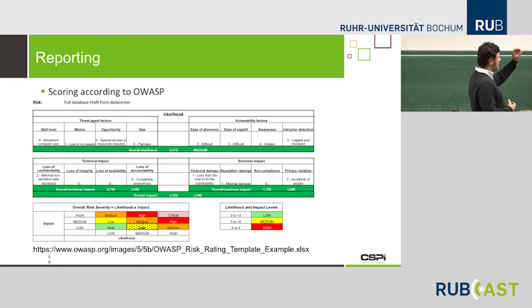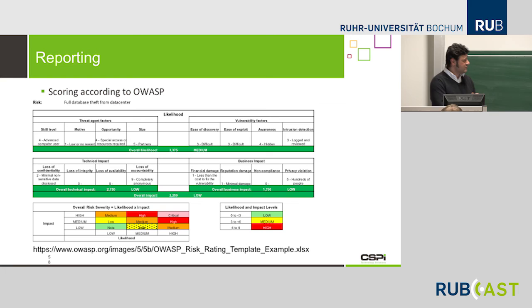So it means once you have identified the threat vectors and the vulnerability vectors, then you have the likelihood, and the sheet automatically calculates the overall likelihood. Yeah, and then you can see the score: if it's in the range between 0 and 3, it's low, and if it's between 3 and 5, it's medium. So you see that the likelihood is determined, and then the impact.